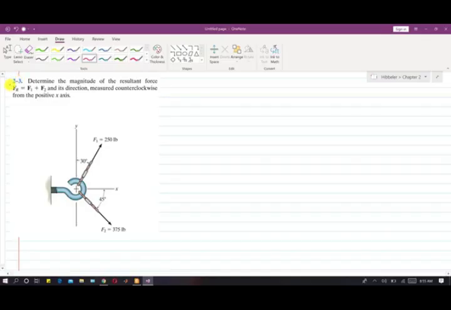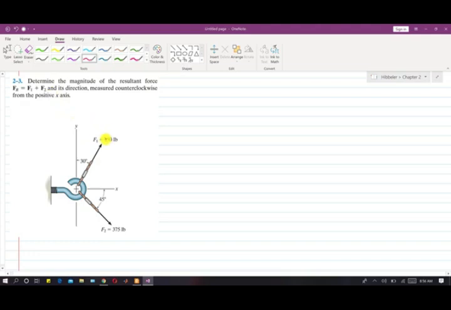Now I am going to solve this problem 2-3 from Hibbeler 14th edition. In this problem, it is said to determine the magnitude of the resultant force Fr equal to F1 plus F2. So we are required to find the magnitude of the resultant force and its direction. And the angle should be measured counterclockwise from the positive x-axis.